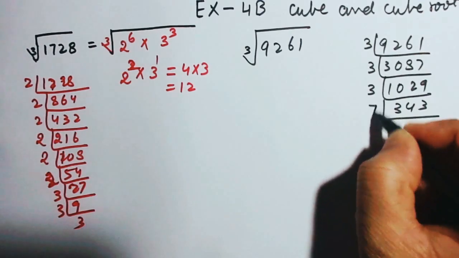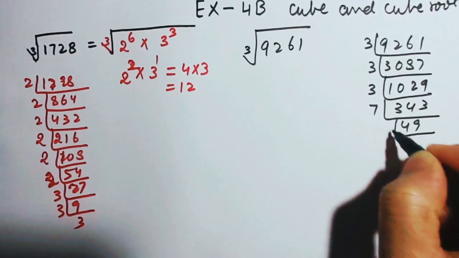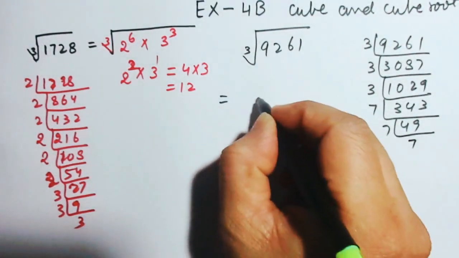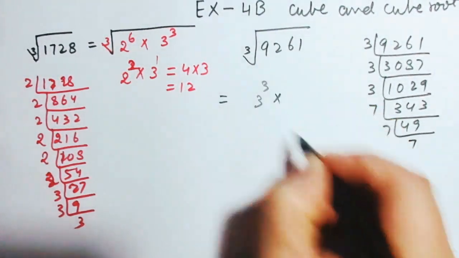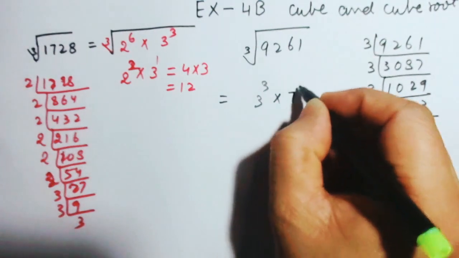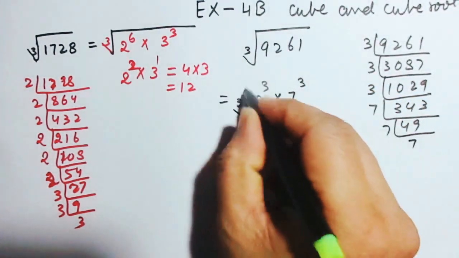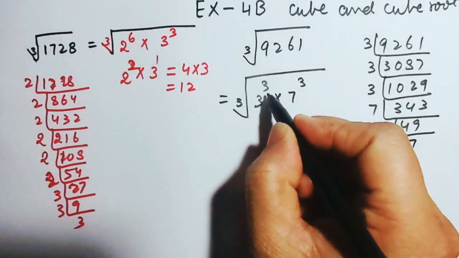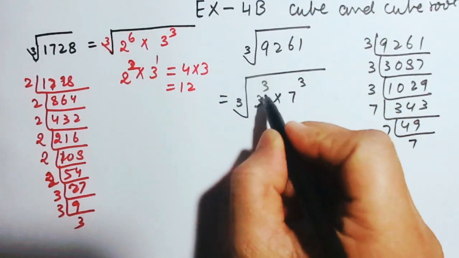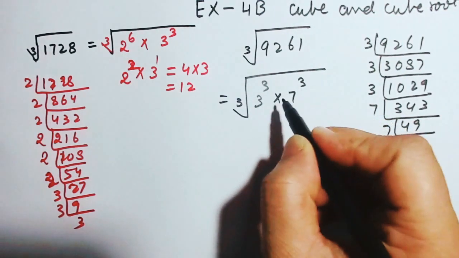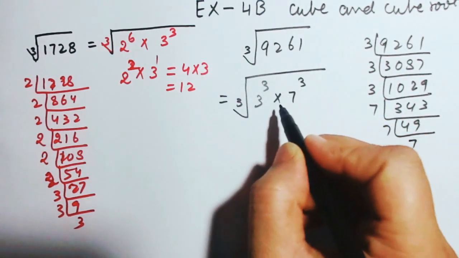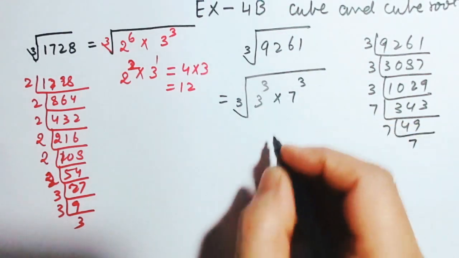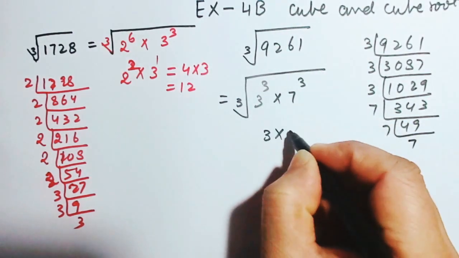Then 7, how many times? 49 times, and 7 times. So what are you going to get? Here you will get the cube root of 3 to the power 3 into 7 to the power 3. For every three we take one, so it's better we divide the powers by 3, as you used to divide by 2 in square root. So we will get 3 times 7.